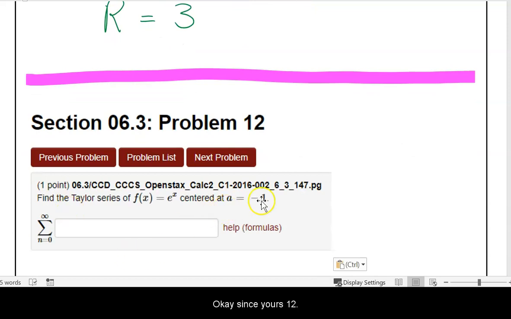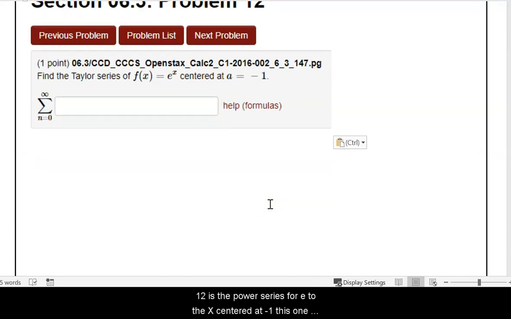Okay, so here's 12. 12 is the power series for e to the x centered at negative 1. This one should be a pretty straightforward, pretty simple one. Natural log can get a little tricky because you end up with 1 over u, and then when you take the derivative, they're all rational functions, so they get more complicated as you go along. But let's take a look at this one and see if we can develop the Taylor series for it.